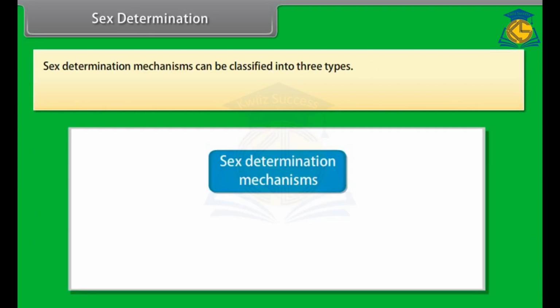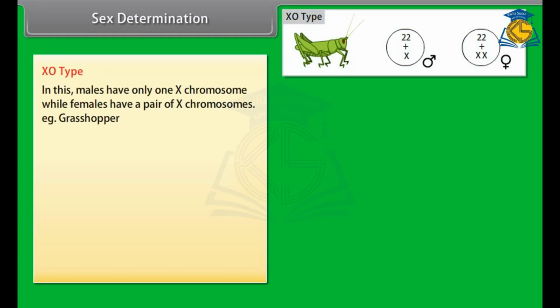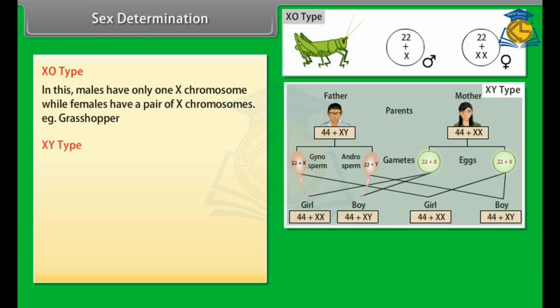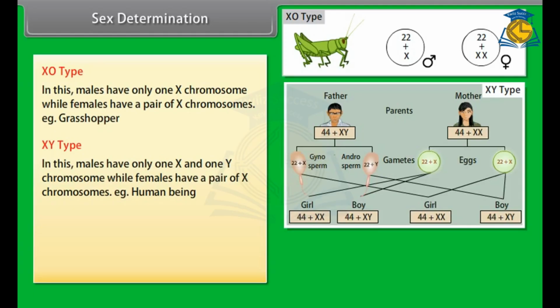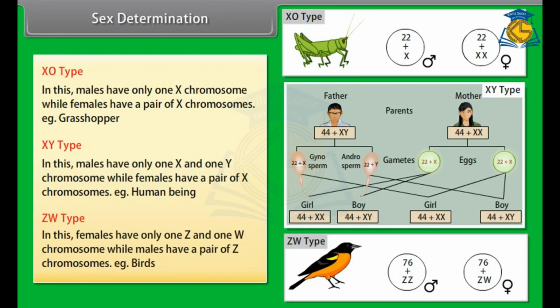Sex determination mechanisms can be classified into three types: XO type, XY type, and ZW type. XO type: in this, males have only one X chromosome, while females have a pair of X chromosomes. Example, grasshopper. XY type: in this, males have one X and one Y chromosome, while females have a pair of X chromosomes. Example, human beings. ZW type: in this, females have one Z and one W chromosome, while males have a pair of Z chromosomes. Example, birds.